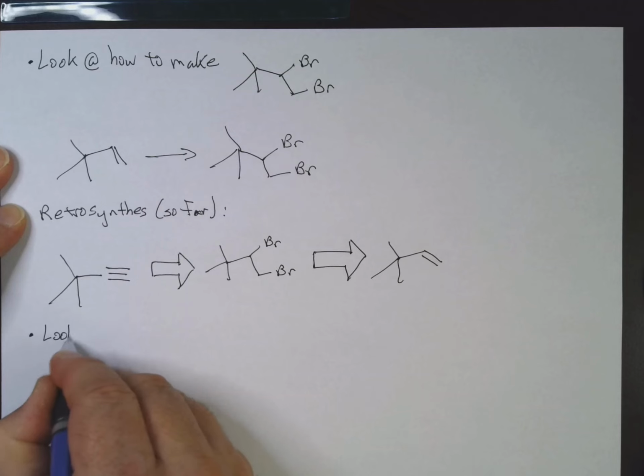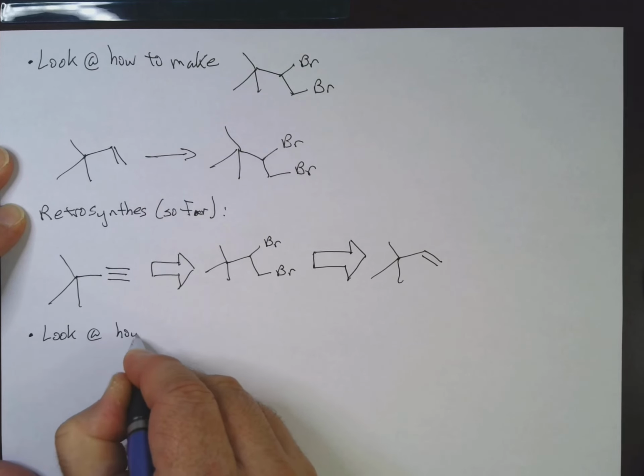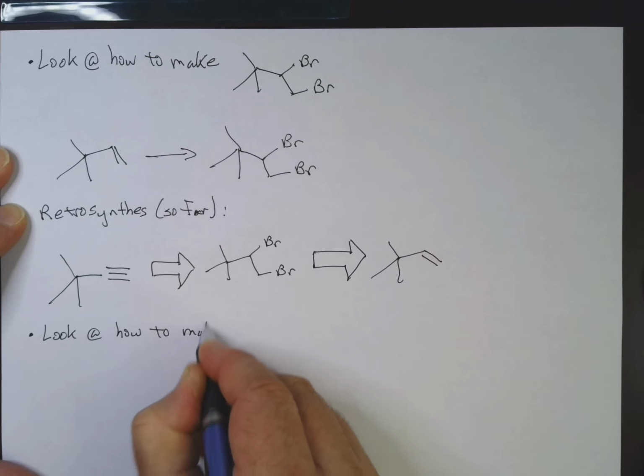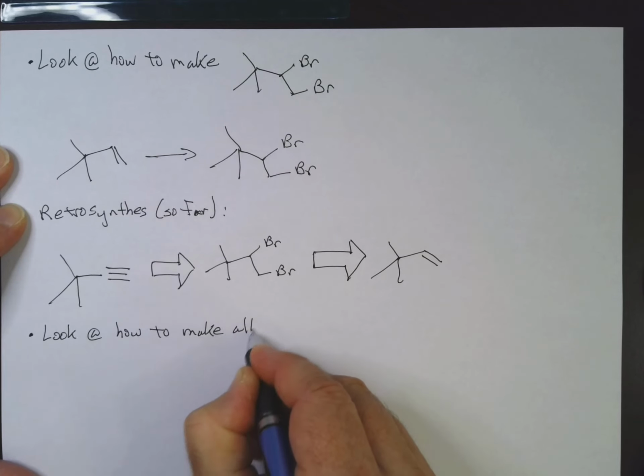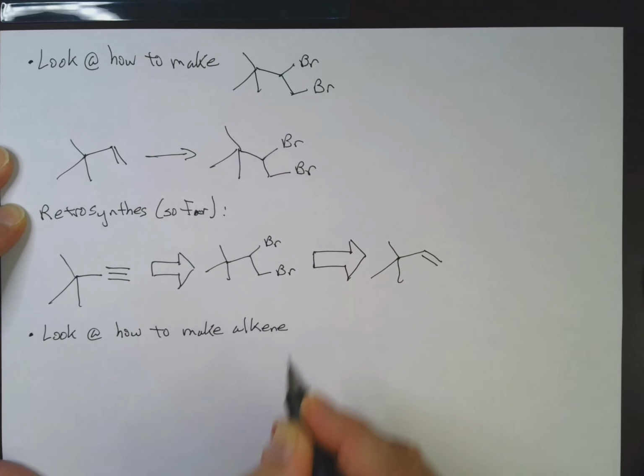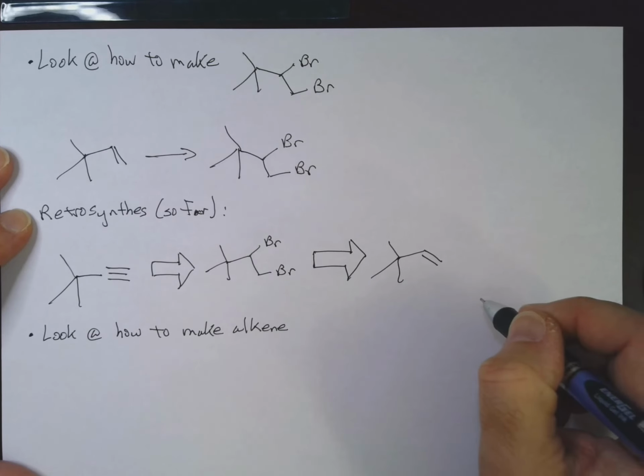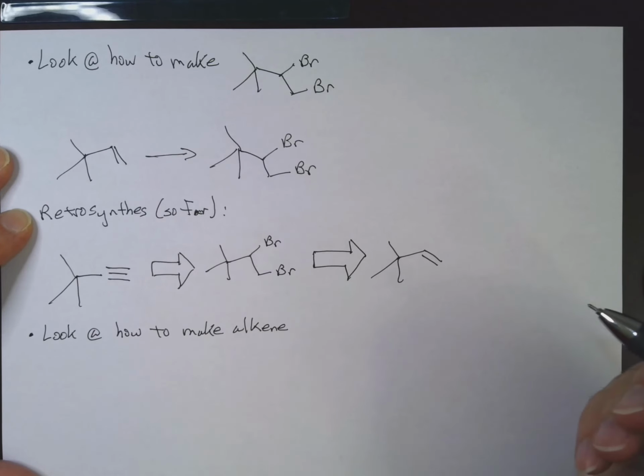Now we'll look at how to make the alkene. And in the alkene, let's see here. How can we make an alkene? Well, typically we make an alkene via elimination.